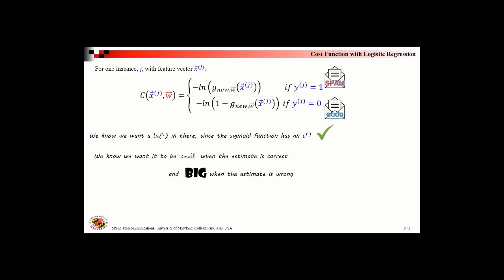So far we know that this cost function is going to be small when we get the decision correct, and it's going to be big when the estimate is wrong. So it's a really good candidate for a cost function. The only problem that we'd like to fix at this point is the fact that we don't like our cost function to be written as cases. Why? Because when we want to do gradient descent, the gradient descent means a derivative, and taking a derivative in cases is just not a smooth solution. We'd like to have this cost function written in a single line, which is what we're going to do next.